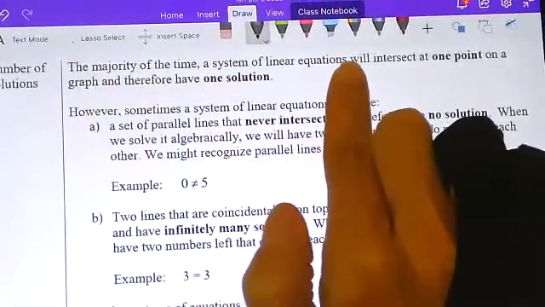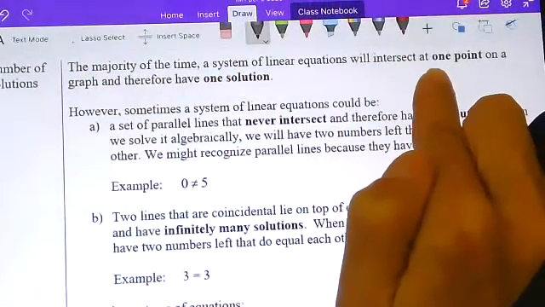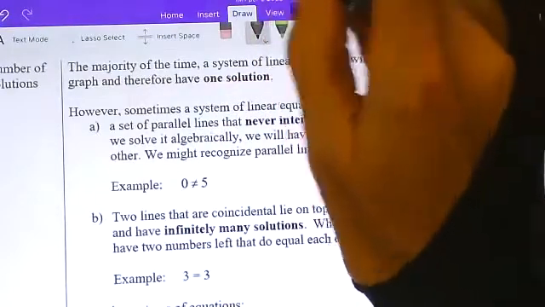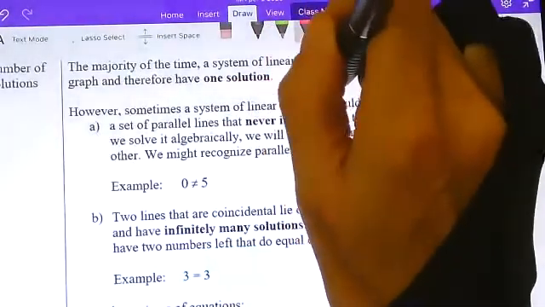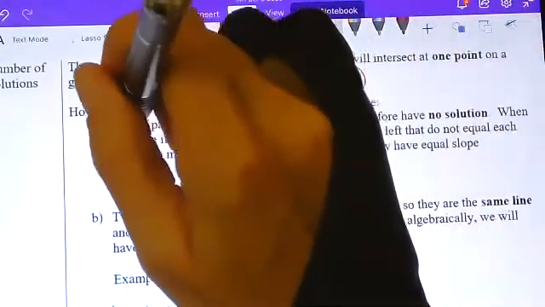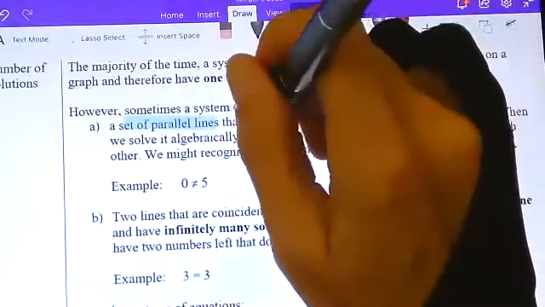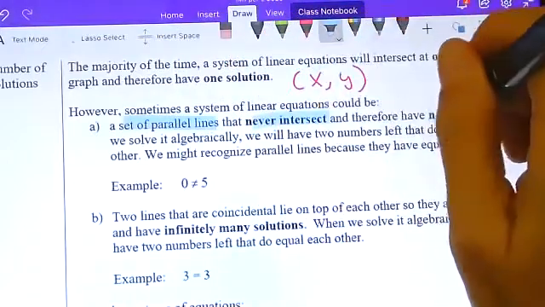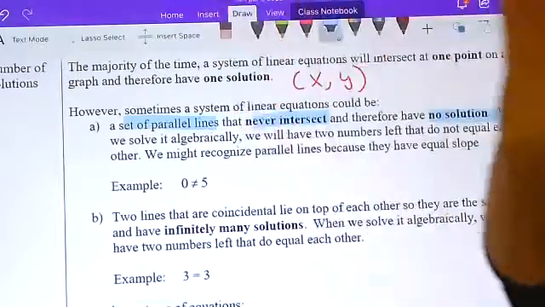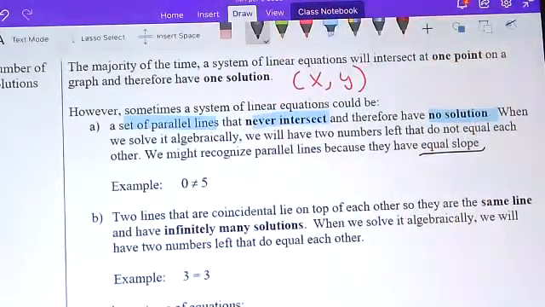So the majority of the time, a system of linear equations will intersect at one point, and there will be one solution. And we know that our one solution is written like that. That's our one solution. However, you could have a set of parallel lines. They never intersect, so they have no solution. Okay? You can recognize them on a graph because they have equal slope.